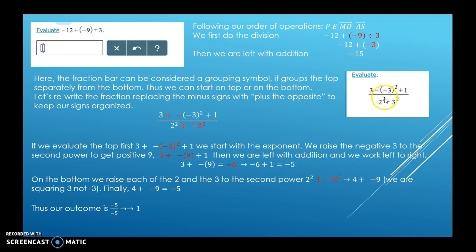Now we work on the bottom. We have 2 exponents, so we're going to do those first. 2 squared is 4, 3 squared is 9. So we have 4 minus 9. 4 minus 9 is the same as 4 plus -9, which again is -5. So we have -5 on top, -5 on the bottom. This reduces to +1.